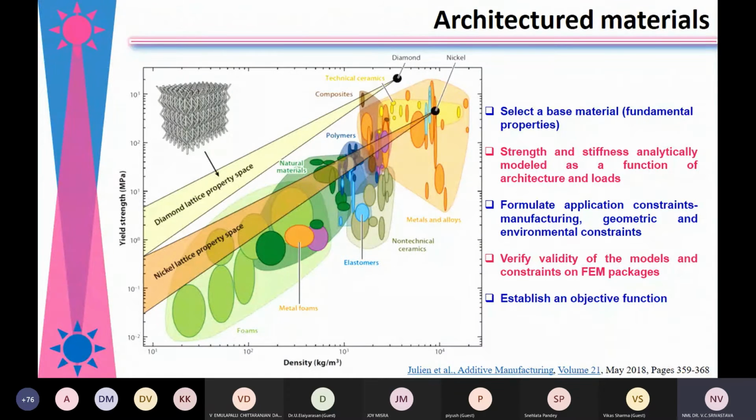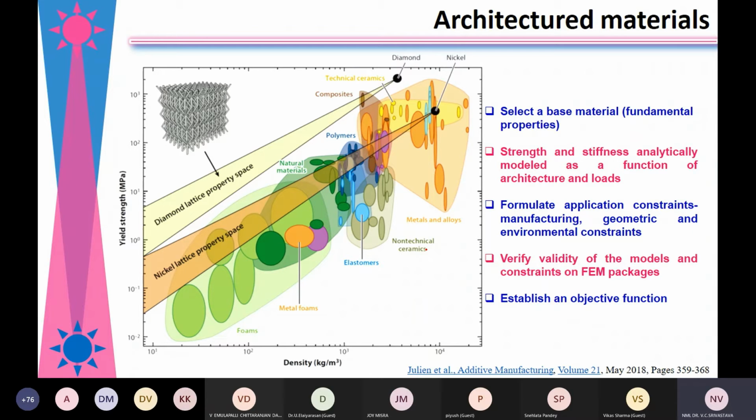To do that, we generally select the base material, like nickel or diamond, and we do modeling. We model the strength and stiffness of such structures using different functions of architecture and loads. Then we can apply constraints, such as whether we can manufacture it, what geometries are possible, and what the effect on the environment would be. All these constraints we put, and then we verify the validity of models.